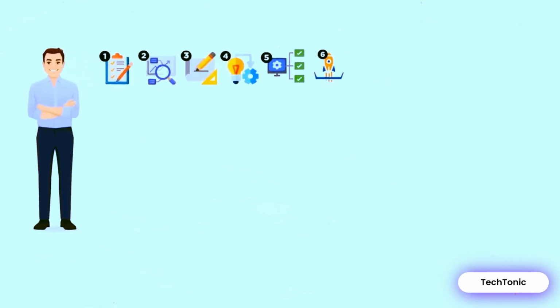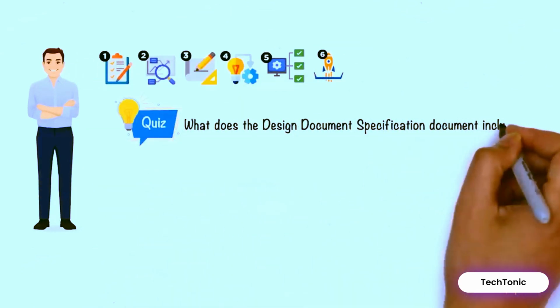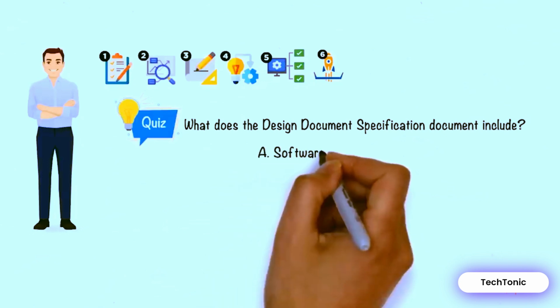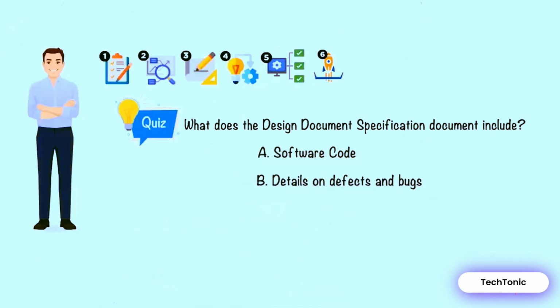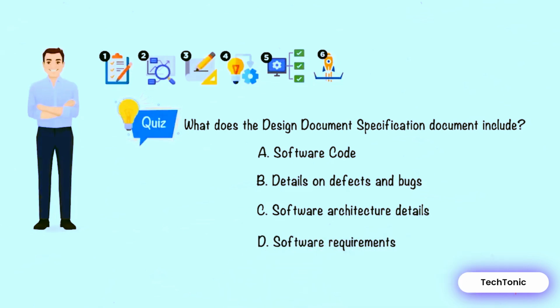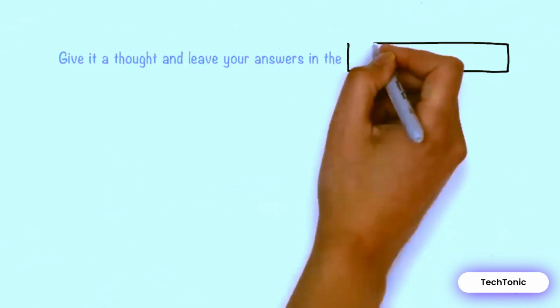And on that note, here's a question for you all. What does the design document specification document include? Software code, details on defects and bugs, software architecture details, software requirements. Give it a thought and leave your answers in the comment section below.